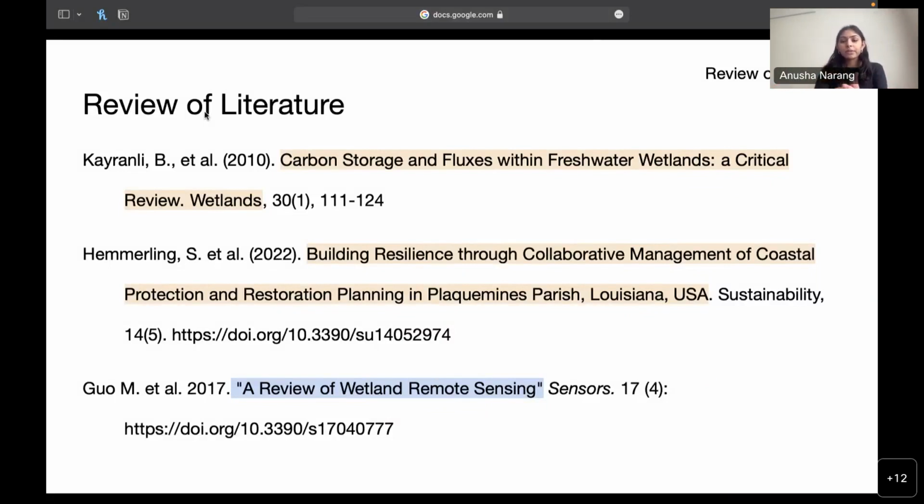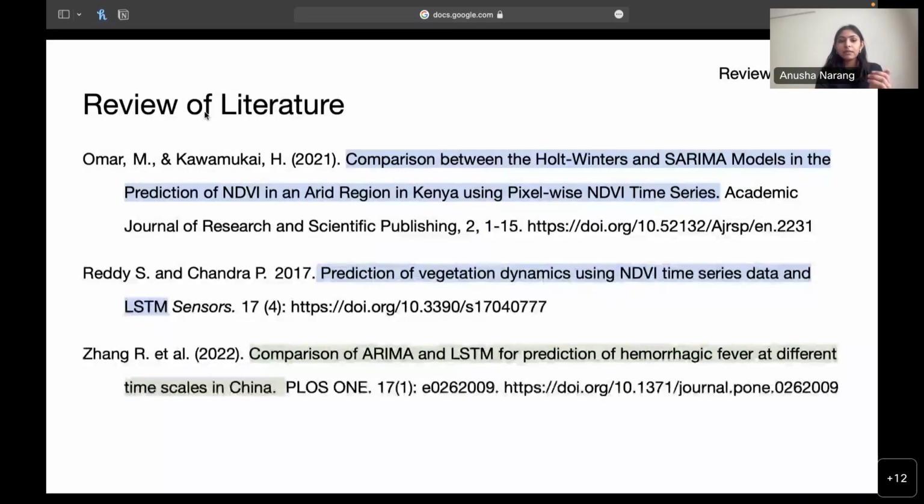The second article is about the significance, particularly of the Plaquemines Parish, and why it's important to look into that place, which is the area I selected for my study. This third article is a review of wetland remote sensing, and it's basically different ways that satellite imagery has been used to detect information about wetlands, and it talks a lot about NDVI and why that can be used as a measure of vegetation.